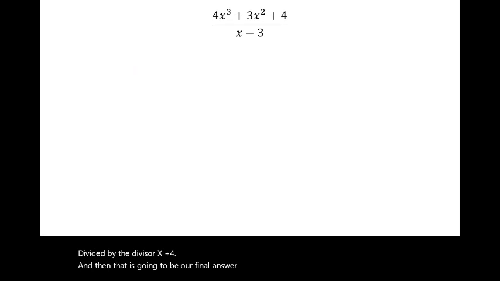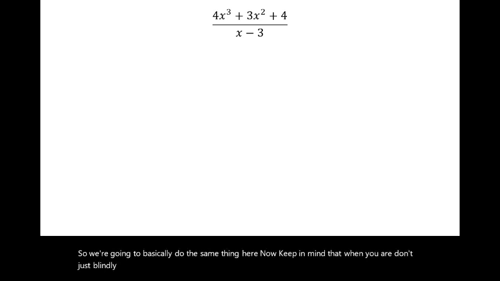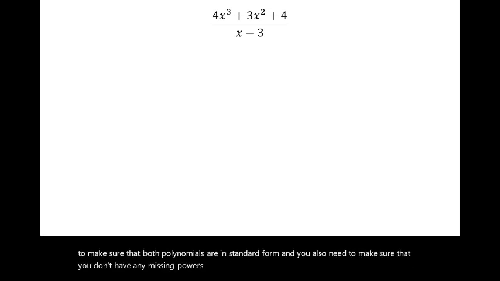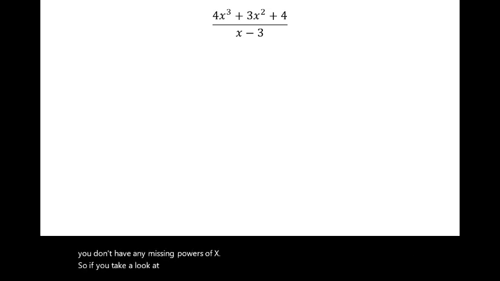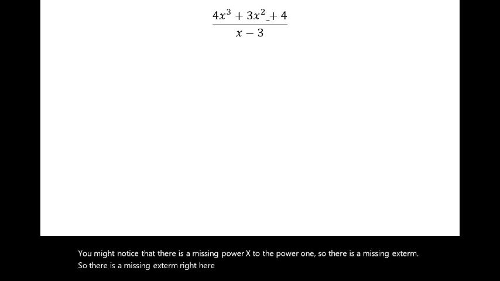So we're going to basically do the same thing here. Now keep in mind that you shouldn't just blindly write your polynomials in the division box. You need to make sure that both polynomials are in standard form, and you also need to make sure that you don't have any missing powers of x. So if you take a look at the dividend, which is the polynomial on top, we have 4x cubed plus 3x squared plus 4. You might notice that there is a missing power, x to the power 1. So there is a missing x term right here between the 3x squared and the 4.